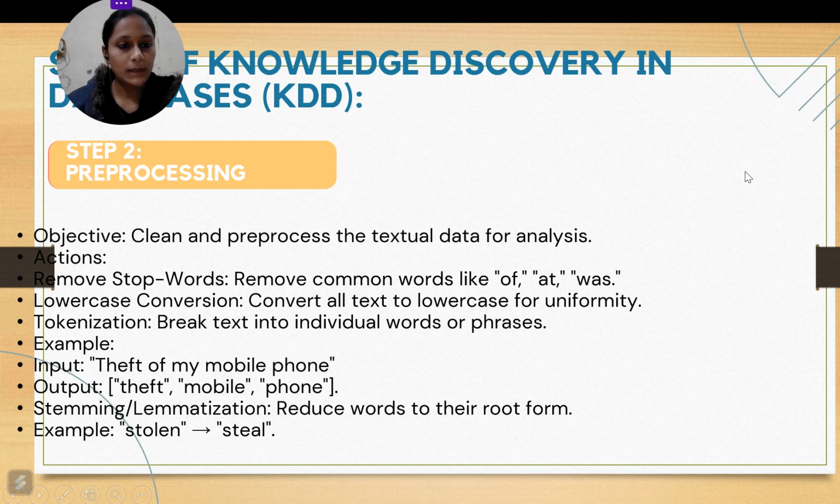Now, the next step is preprocessing. What is the objective? Clean and preprocess the textual data for analysis. Action needed: remove stop words, for example, remove common words like of, at, was, and convert all text to lowercase for uniformity. Next is tokenization. Break text into individual words or phrases. For example, input: theft of a mobile phone, output: theft mobile phone. And next is lemmatization. Reduce words to their root form. For example, stolen can be written as steal.